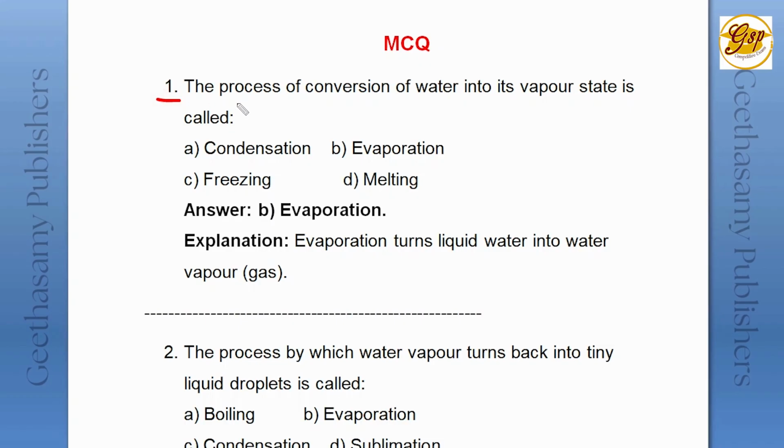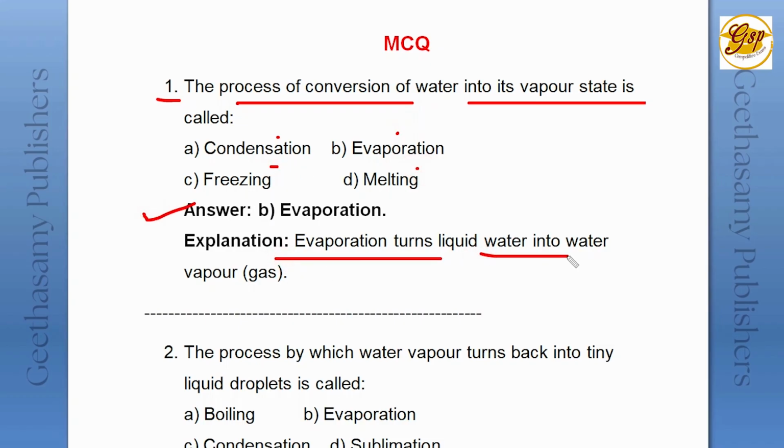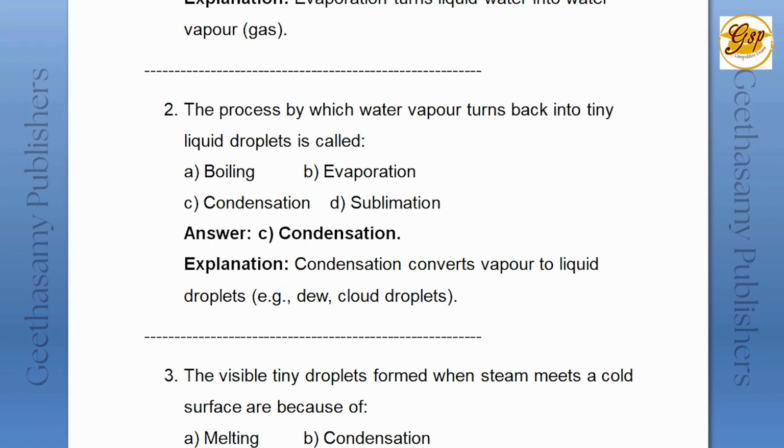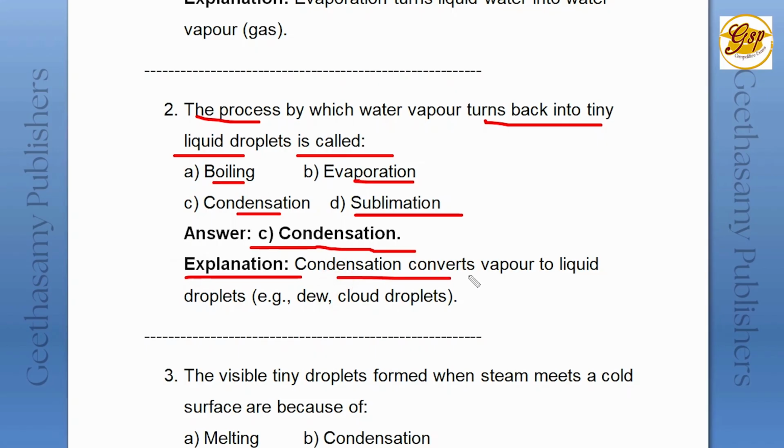First question. The process of conversion of water into vapor state is called: condensation, evaporation, freezing, melting. The answer is evaporation. So evaporation turns liquid water into water vapor gas, right? The second question. The process by which water vapor turns back into tiny liquid droplets is called: boiling, evaporation, condensation, sublimation. The answer is condensation, right? The explanation is condensation converts vapor into liquid droplets, dew, cloud droplets.